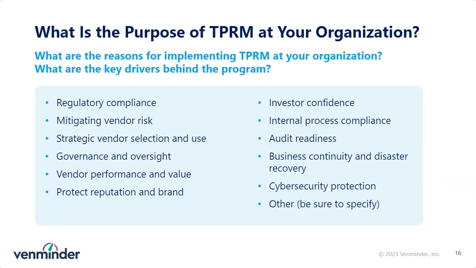So the very first thing we want to do is think about why our organization has a third-party risk management program. What are the top reasons for this? What are those drivers? And these can vary by organization. So let's look at a few potential ones. Your organization wants good regulatory compliance, or they want to really mitigate vendor risk. Maybe it's about strategic vendor selection and use, or vendor performance and value. It could be internal process compliance, or business continuity and disaster recovery, cybersecurity, etc. Whatever it is, write them all down.